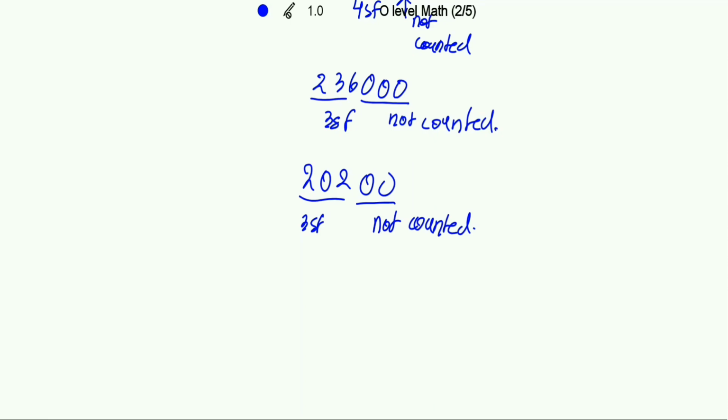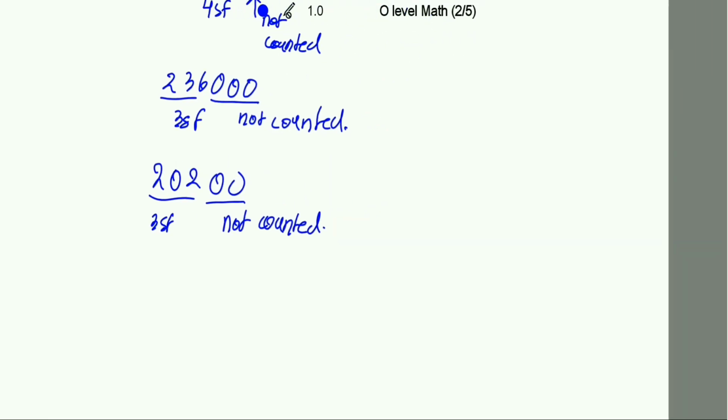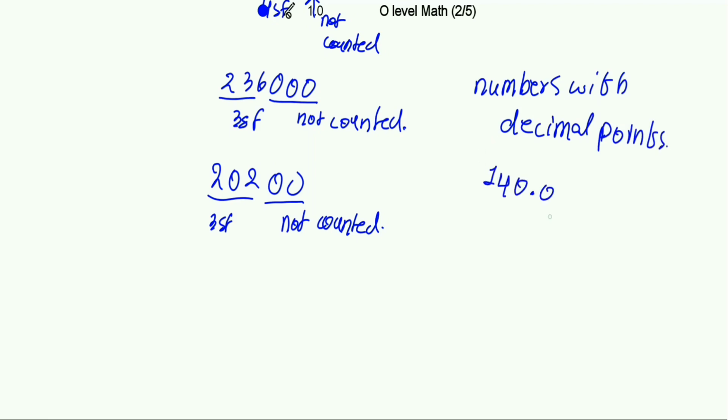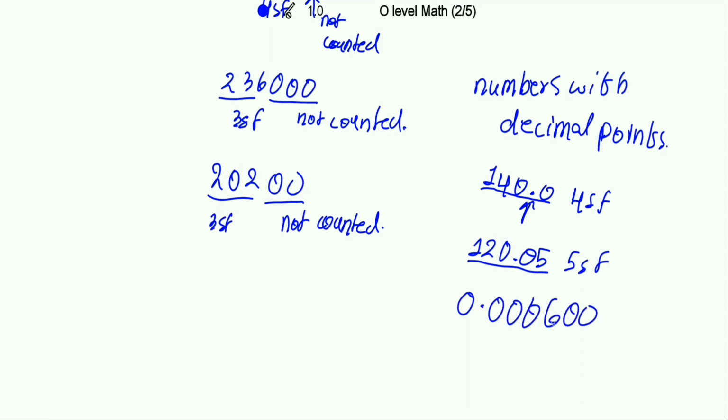Okay, and what happens if there's a decimal point at the end? Zeros can be counted. So numbers with decimal points, for example 4000.0. How many significant figures are there? Since there's a decimal point, we're going to consider all of these, so there are 5 significant figures. If the number is 0.5, then there is 1 significant figure. But if the number is 0.000600, what are the significant figures? We always look at the number first. Here there are 3 significant figures, and the zeros on the left side are not counted. This is how you find the significant figures when having a decimal point number.